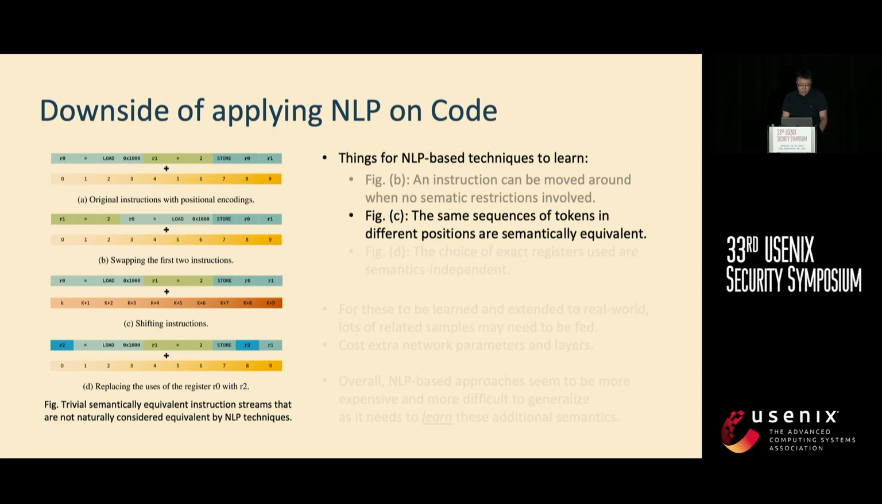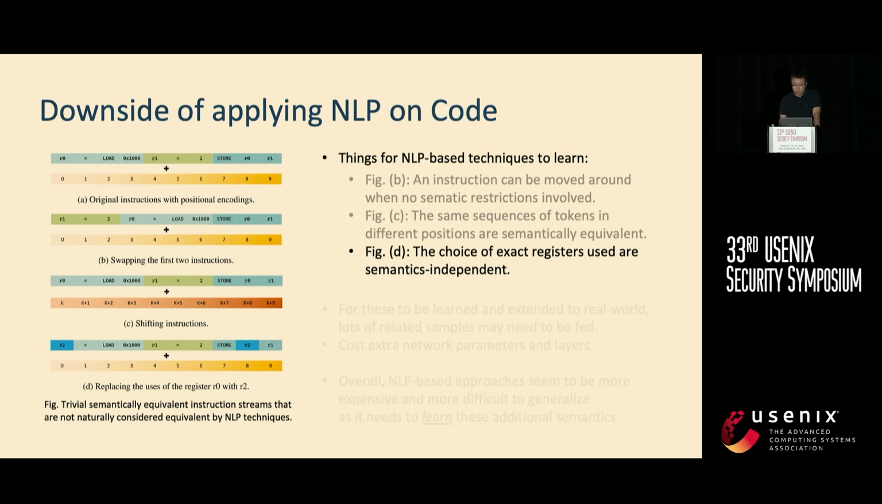And the second variant, as shown in figure C, shifts a group of instructions by inserting NOP instructions in the beginning, and the positions of tokens are changed while the semantics is not. And the third variant replaces all the usage of a specified register with another one while still keeping the semantics.